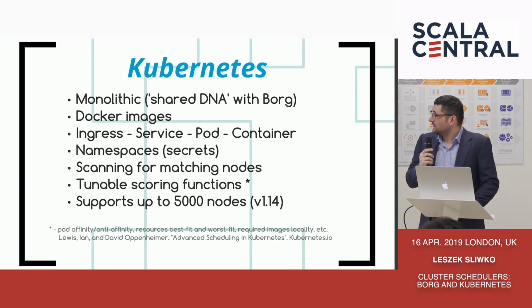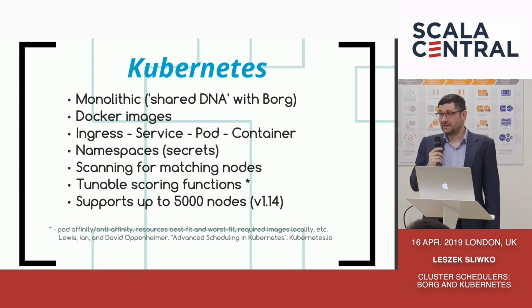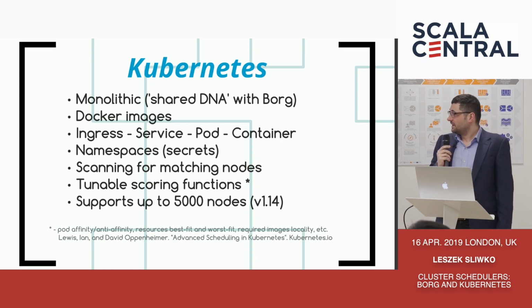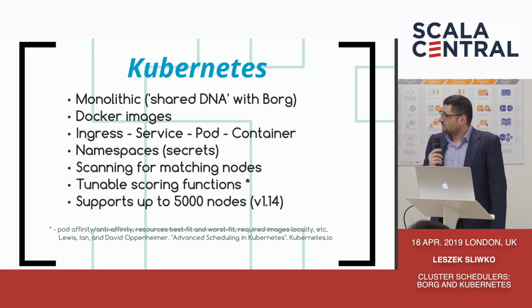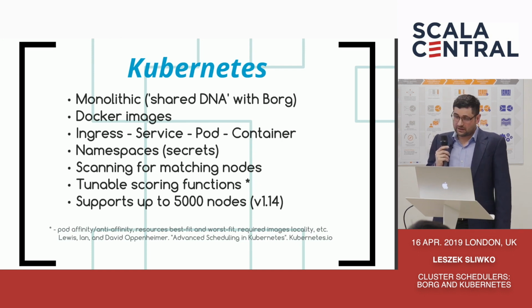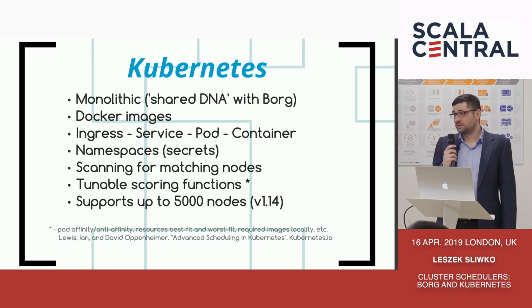All right. How does that all go to Kubernetes? Kubernetes is not Borg. However, it's sharing DNA. They don't disclose what exactly is shared. From my reading, it comes mostly to this scoring function. Kubernetes works, most of the time, on Docker images. It has a three-layer structure, where ingress and service are providing proxy server and fault tolerance. Pod is the logical unit, and containers are actually running the application. They provide you namespaces with the secrets.